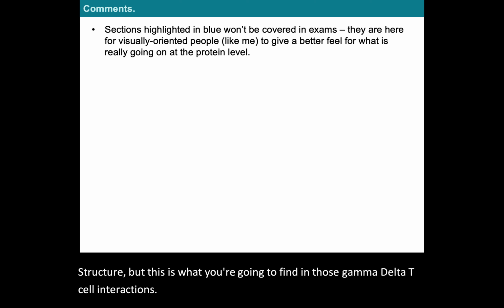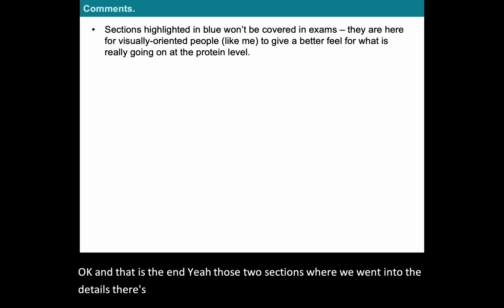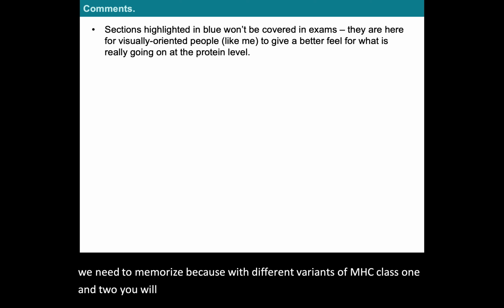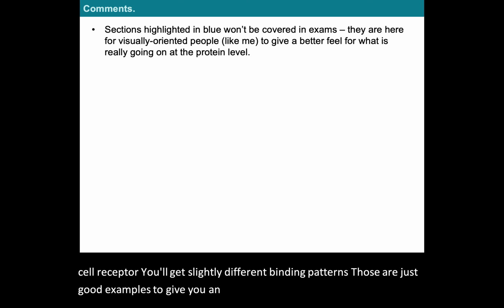Okay, and that is the end of those two sections where we went into the details. There's nothing in the particular details of those molecules that we need to memorize, because with different variants of MHC class 1 and 2, you will get different binding, or with different variants of the T cell receptor, you'll get slightly different binding patterns. Those are just good examples to give you an idea of what to expect.